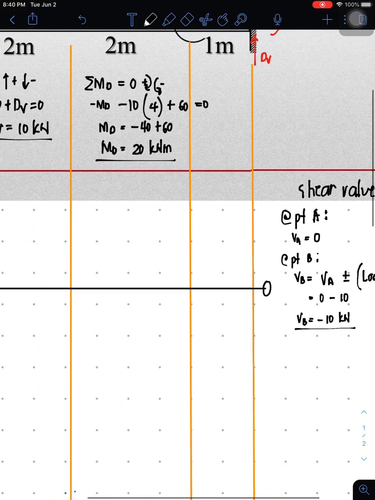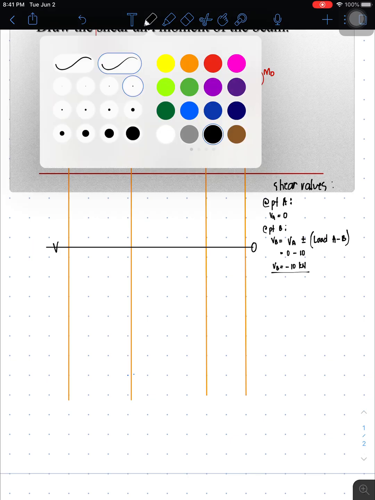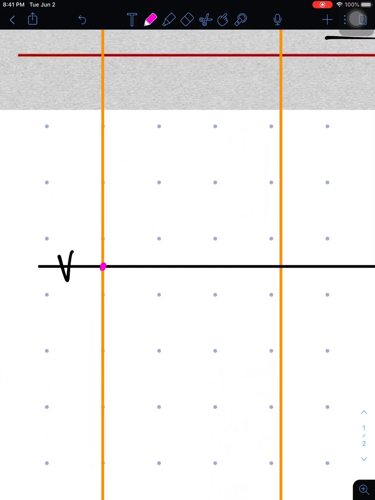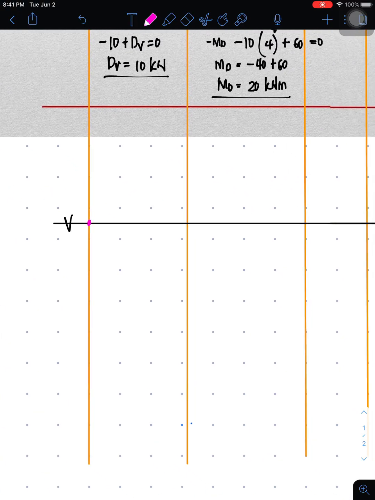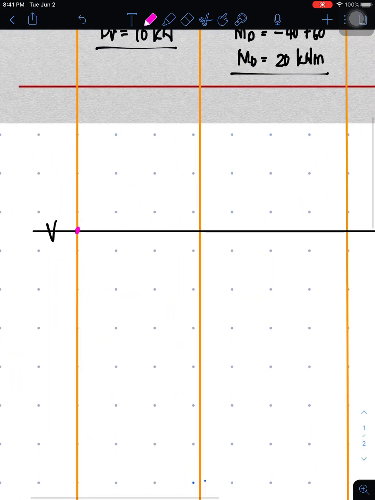Now let's plot that, VB of negative 10. So we start with VA of 0, then VB of negative 10. So here I'll place negative 10.